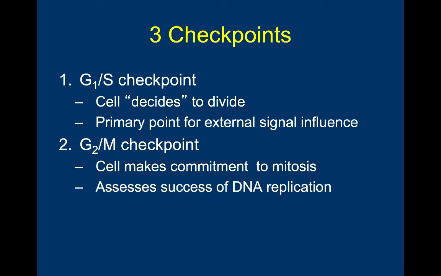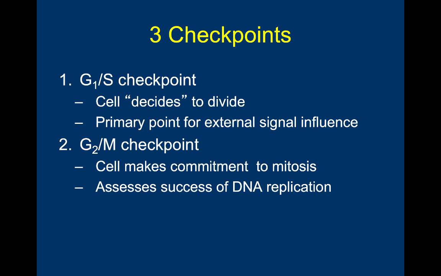We also have the G2 to M checkpoint. So at the end of growth phase 2, but right before mitosis, there is also a point where a cell can make a decision whether or not it's going to divide, primarily as a result of how well DNA replication went back during S phase. Because remember, what comes before G2 is S phase, DNA synthesis. And so before we let the cell go ahead and divide to form two cells, we want to make sure that it was able to successfully get through DNA replication without any mistakes being made.